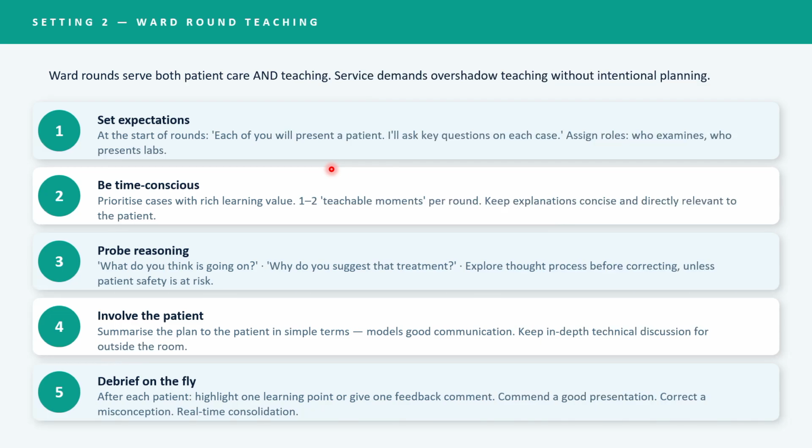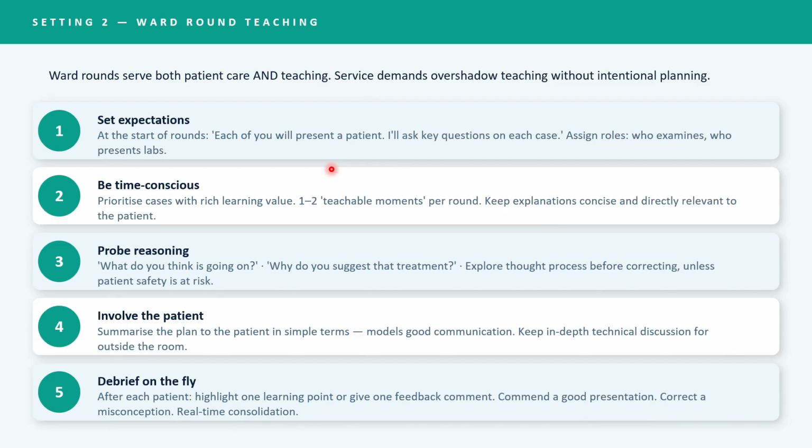As educators, we have to summarize the plan to the patient in simple terms and using a very good model of communication, while keeping in-depth technical discussion outside the room. This is very important. It's very important to consider the debriefing, and we'll be talking about the debriefing in detail when we come to talk about simulation.